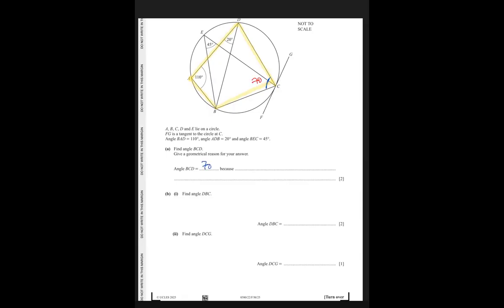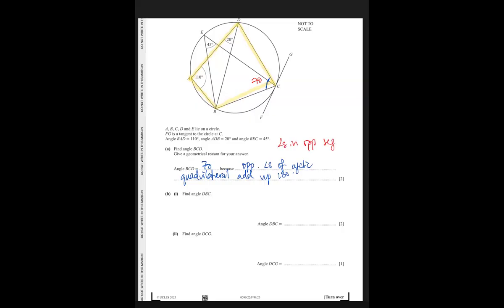Depending on how you learn it in school, there are a few ways to explain this. One, we can just say the opposite angles of a cyclic quadrilateral add up to 180. You can also say these are angles in opposite segments.